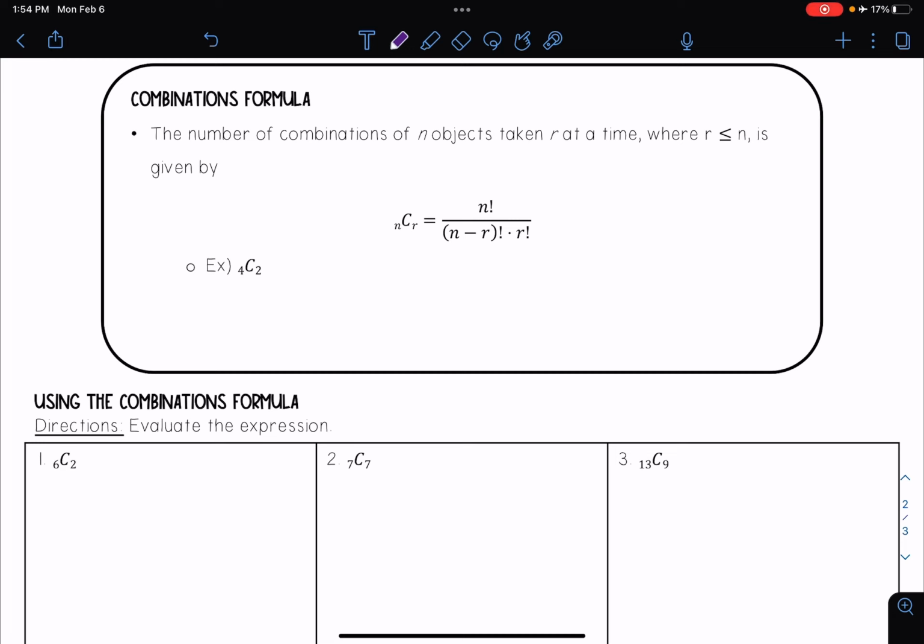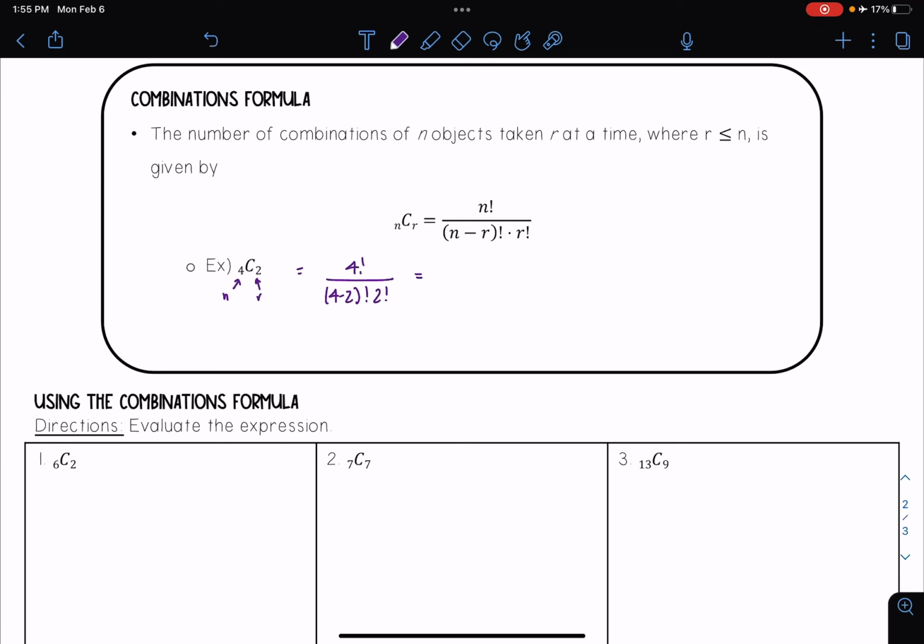So it's really close to our permutation formula. The only difference is that we have this times r factorial tacked on at the very end there on the bottom. So for example, let's say we were trying to find 4C2. The 4 would be your n, 2 would be your r, and so this would equal 4 factorial over 4 minus 2 factorial times 2 factorial.